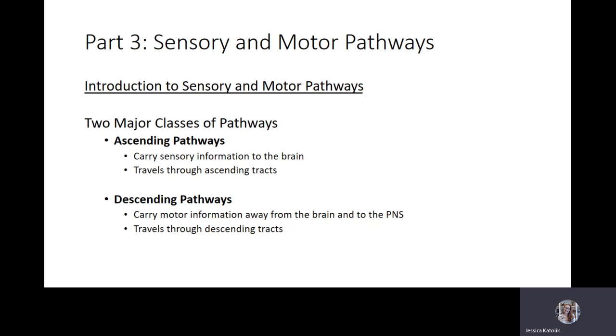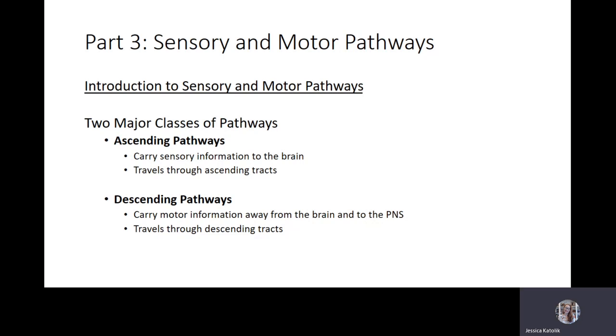There are also descending tracts. Descending tracts, on the other hand, are going to carry motor information from the brain to the peripheral nervous system. So it's going to cause our body to move, and it will also activate glands and adipose tissue. Again, these are going to travel through specific regions called descending tracts. So these will go through bundles of axons that are collected together in the spinal cord.